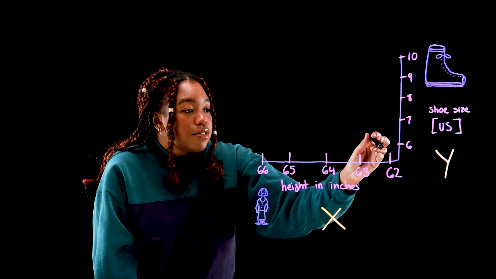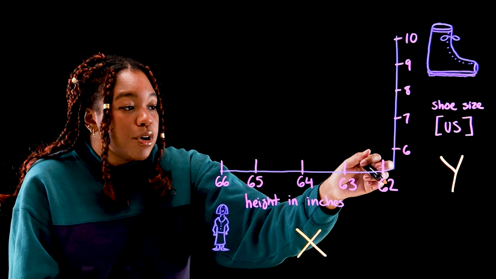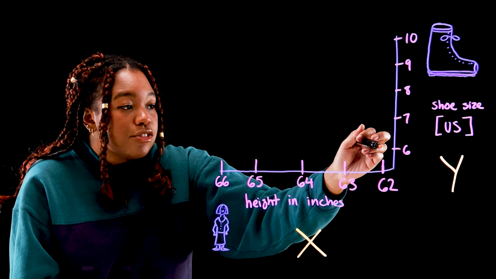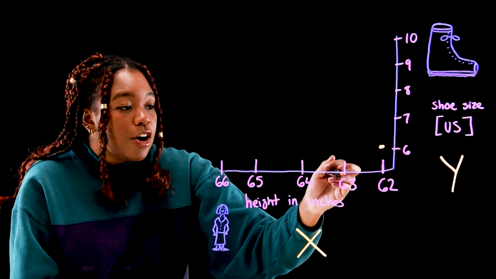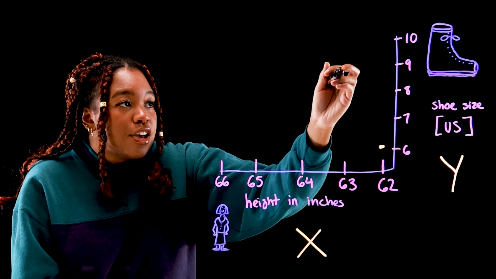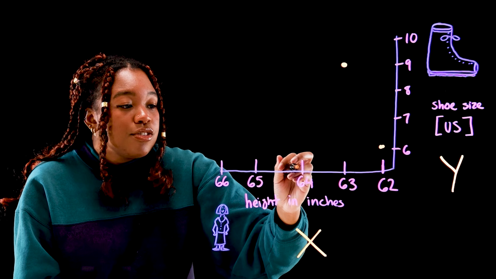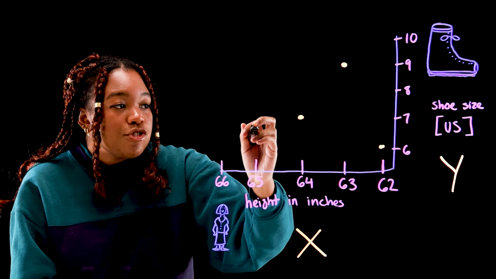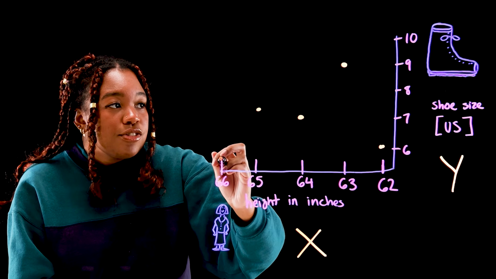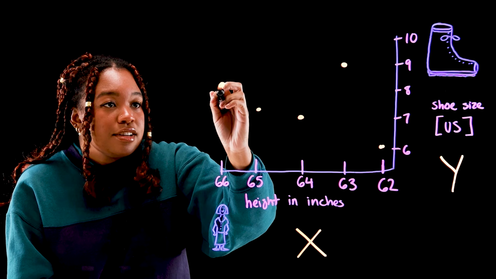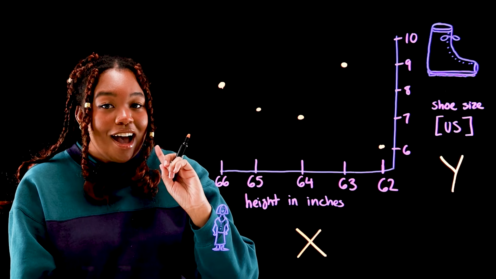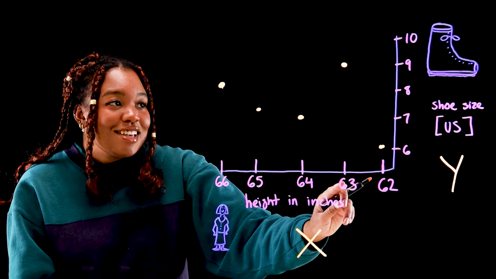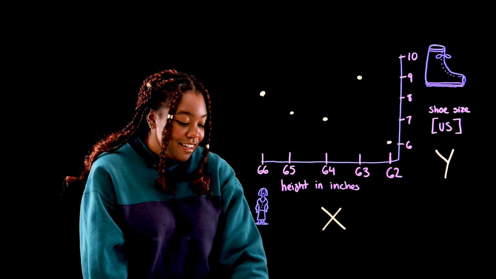So, for example, let's say that we have a data point where a person who's 62 inches has a shoe size of 6, a person who's 63 inches has a shoe size of 9, 64 inches has a shoe size of 7, 65 inches has a shoe size of 7, and 66 inches has a shoe size of 8. Now keep in mind, I actually am 63 inches and I have a shoe size of 9.